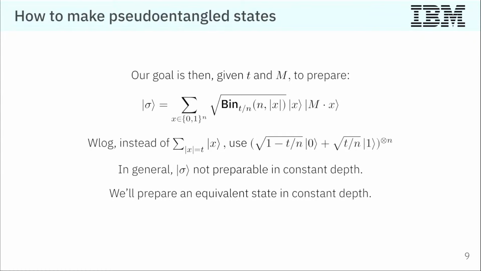So to get around this issue, we're not going to prepare this state, but we're going to prepare a state that's equivalent to it. I'll explain what I mean by equivalent, but morally it will mean that it's still encoding the same information as m times x, and therefore the entanglement entropy across the cut will be pretty much the same as if I had prepared this state instead.